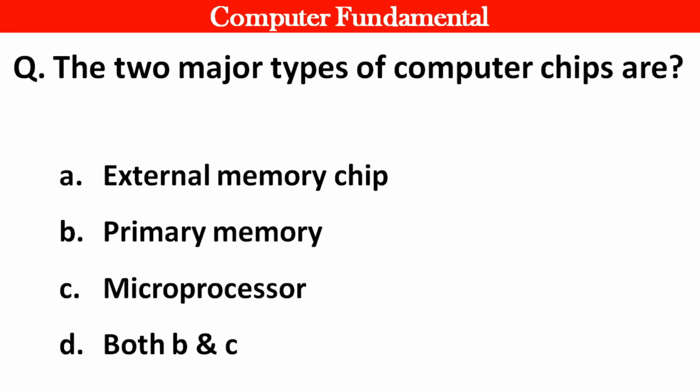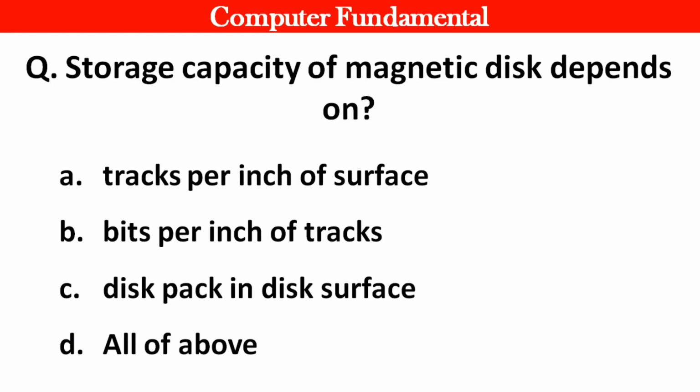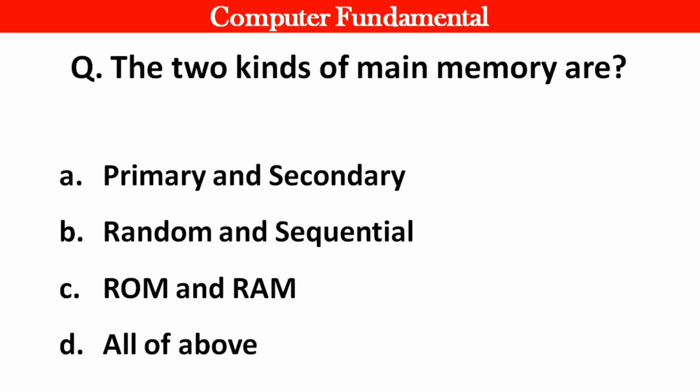Next question, the two major types of computer chips are. Right answer is options D, both B and C part. Next question, storage capacity of magnetic disk depends on. Right answer is options D, all of above. Next question, the two kinds of main memory are. Right answer is option C, ROM and RAM.